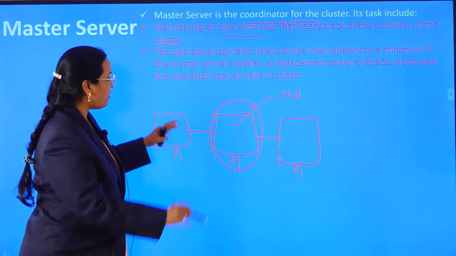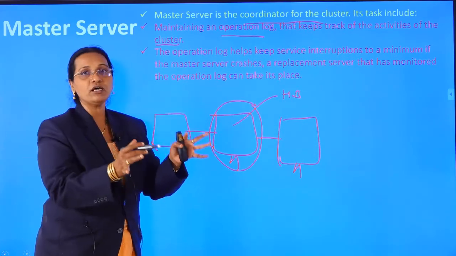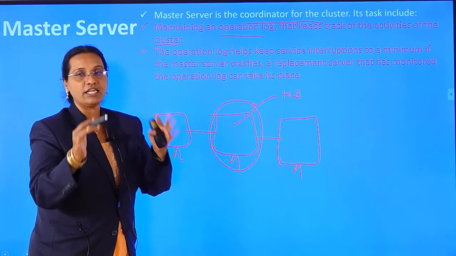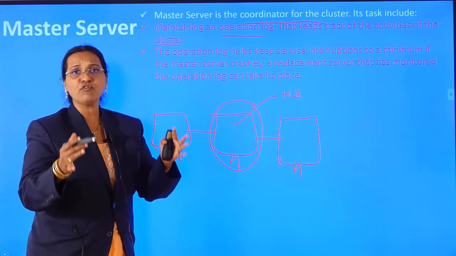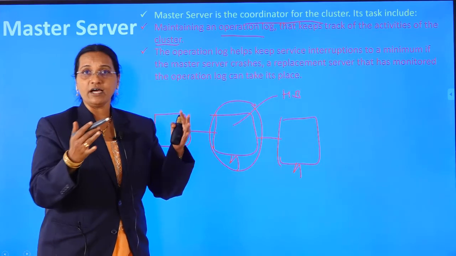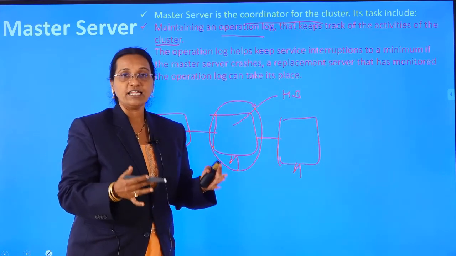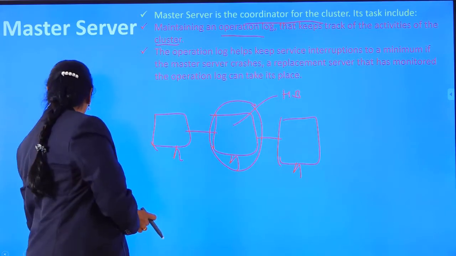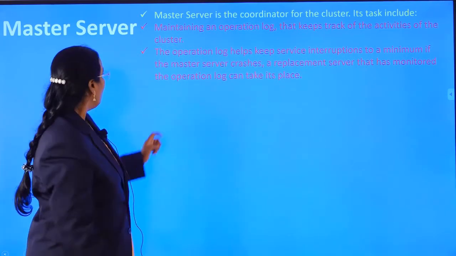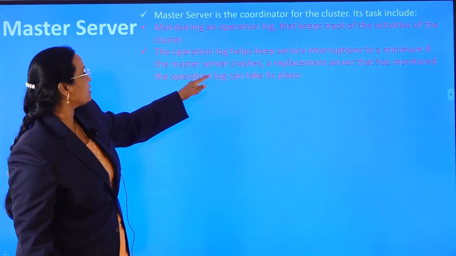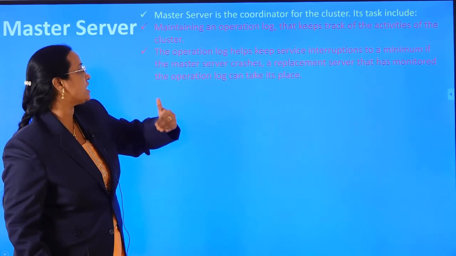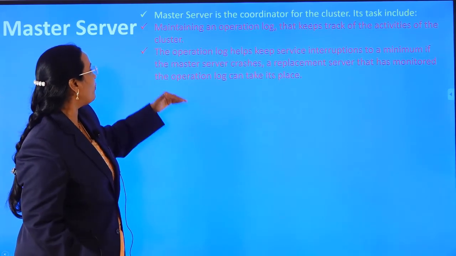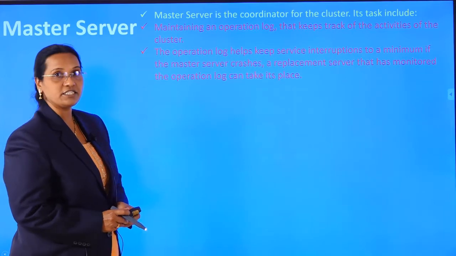Similarly, the same situation could happen to the master or the name node. That means there is a chance of the complete metadata crashing also. In that case, we have a secondary name node. Similarly, here also, if the master server crashes, then there will be a replacement server that has monitored the operation log and can take its place.